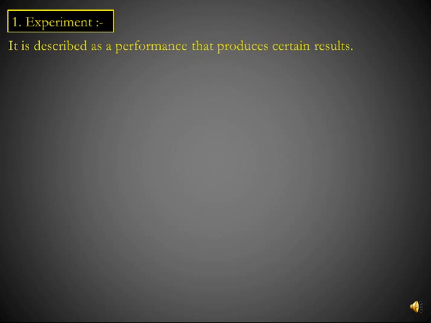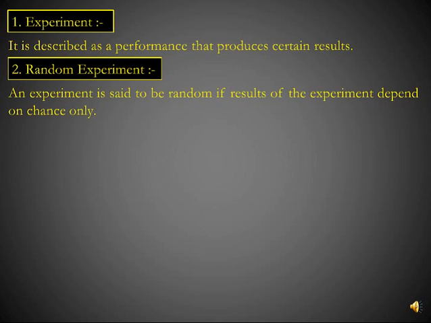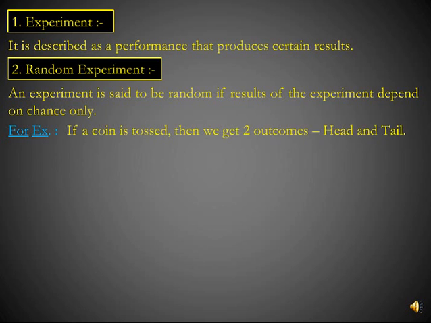Now, let's discuss some important terms to be used in this chapter of probability. First is experiment. What is it? It is described as a performance that produces certain results. So, any performance is called an experiment here. Second, what is a random experiment? An experiment is said to be random if the results of the experiment depend on chance only.